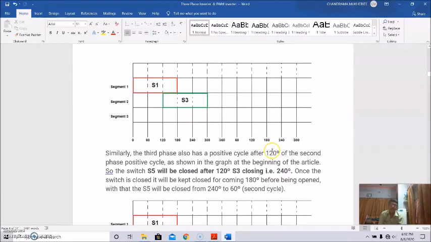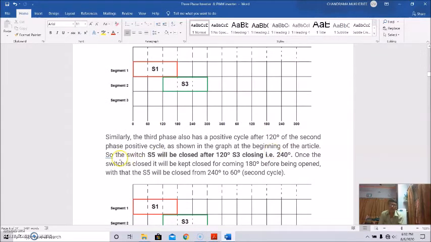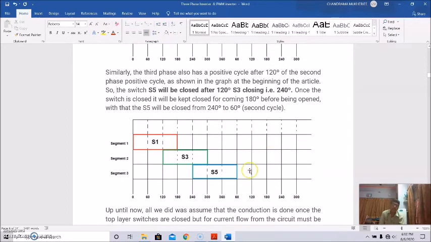So second phase and then third phase. Switch S5 will be closed after 120 degrees, and S3 after 120 degrees of S1 closing, that is after 240 degrees. Once the switch is closed, it will be kept closed for the coming 180 degrees before being opened. So S5 will be closed from 240 to 60 degrees of the next cycle. So that is actually this.